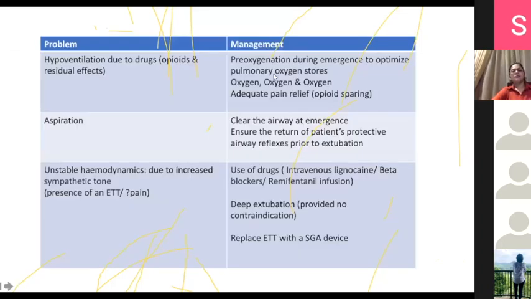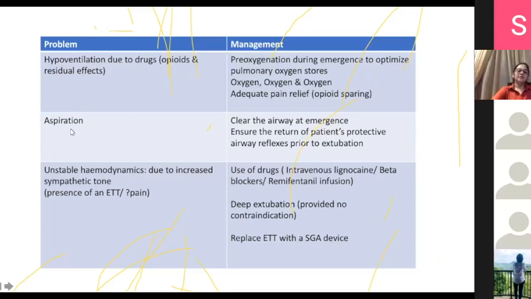So what are the problems that can happen? What can go wrong? There can be hypoventilation due to residual effects, which can actually cause airway obstruction. So what must you do? You must consider oxygen and adequate pain relief. Hopefully, you can use all the blocks that are available now, and go for opioid sparing, because these are some of the other problems that you might encounter during extubation and emergence.